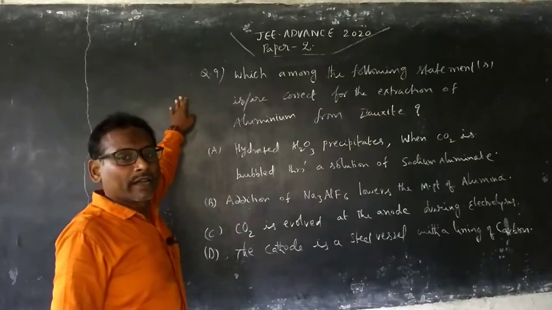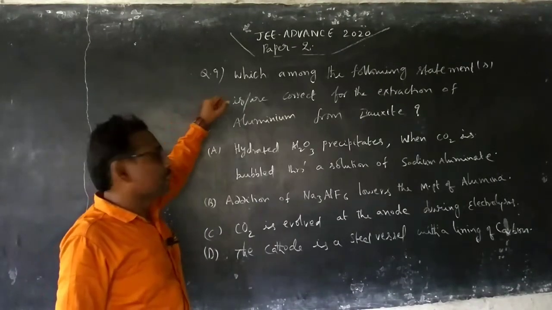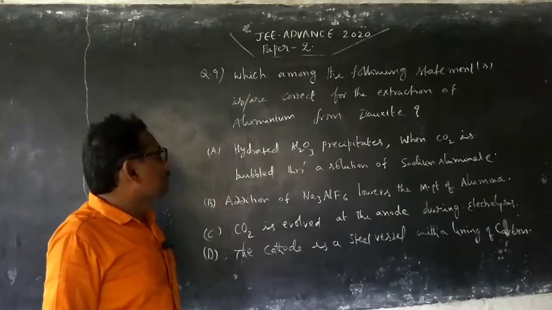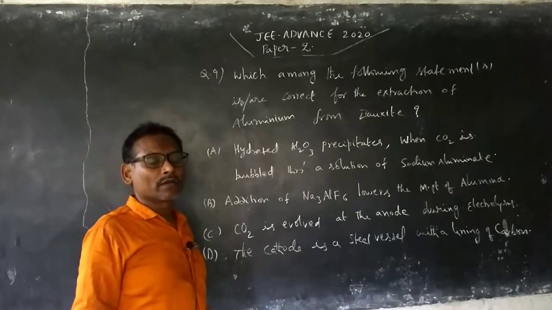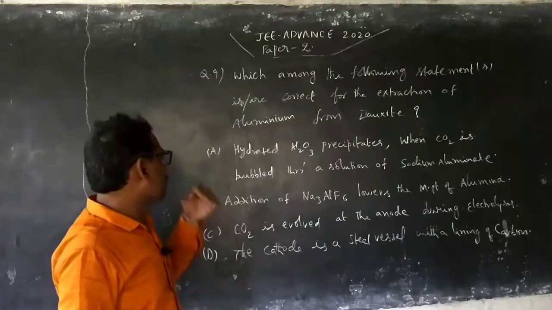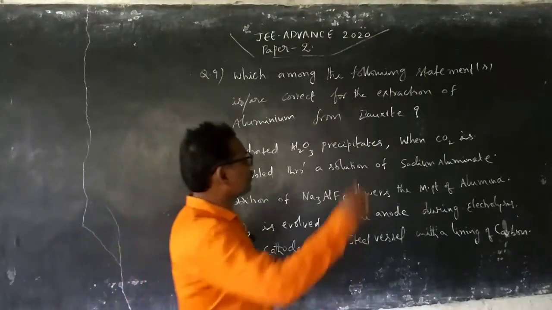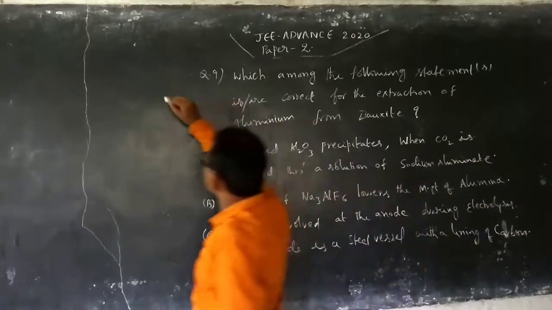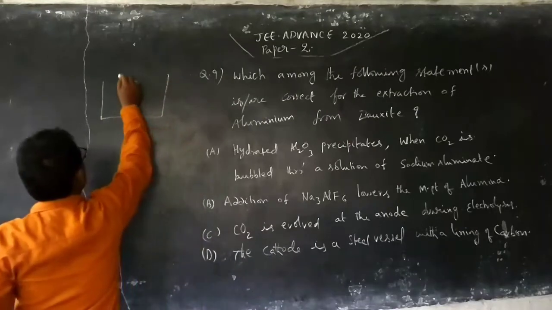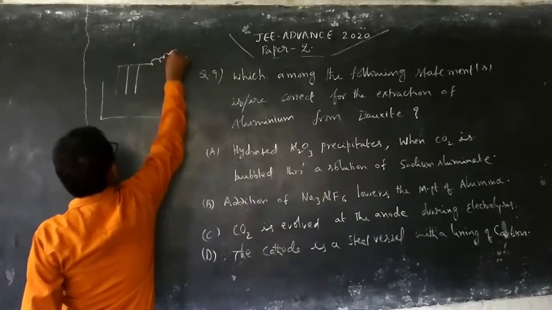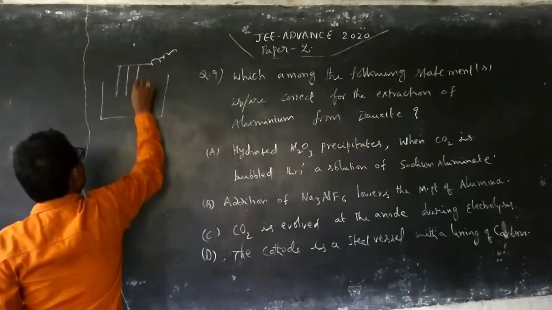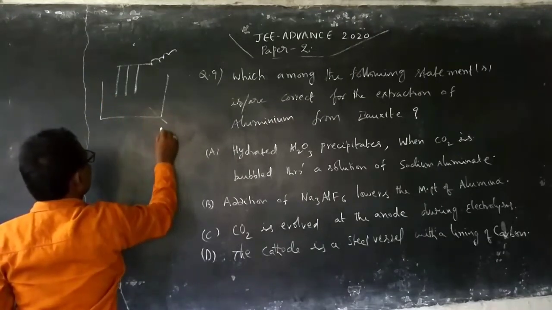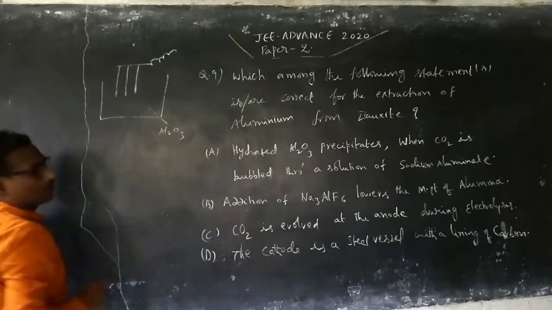Now, question number 9, paper 2 chemistry. It is based on extraction of aluminium from bauxite. So it is a process of electrolytic reduction of aluminium in order to get metal aluminium. If you think about the diagram, this is made up of steel, and here we have Al2O3, which is an electrolyte by extraction.